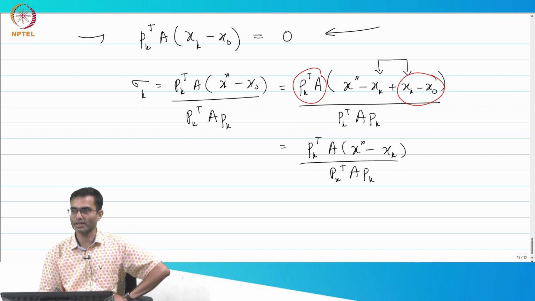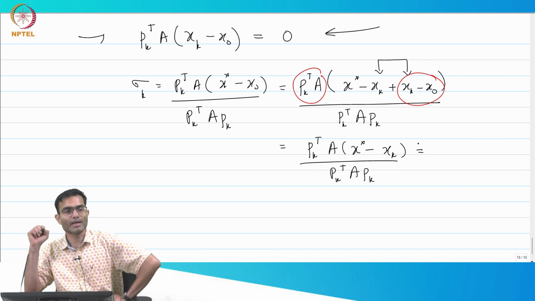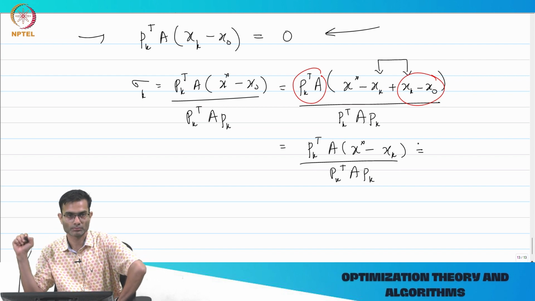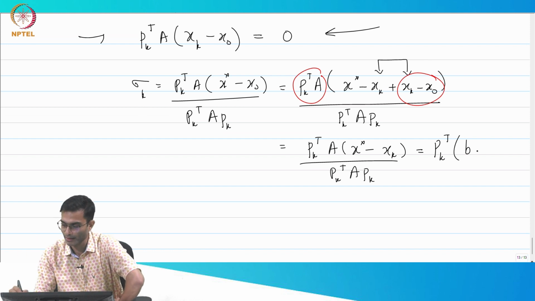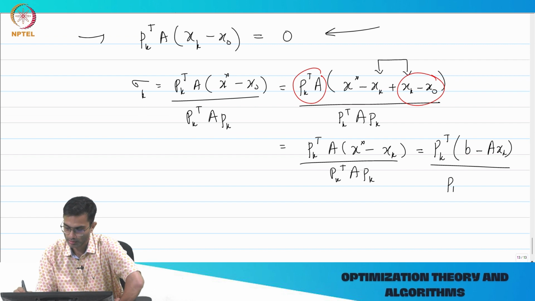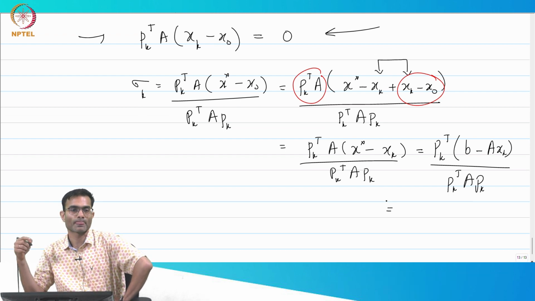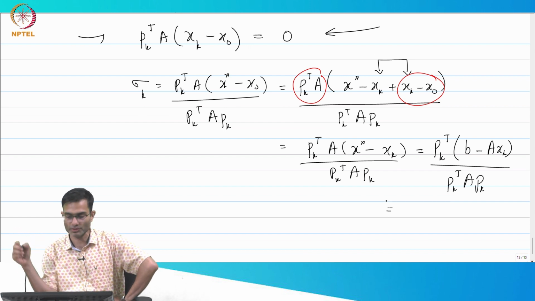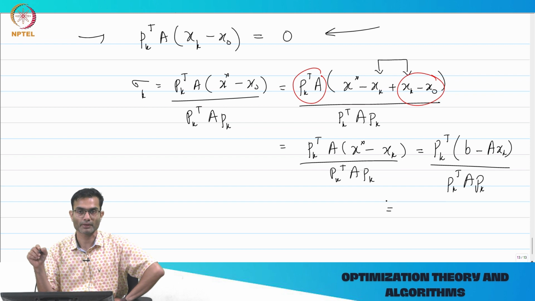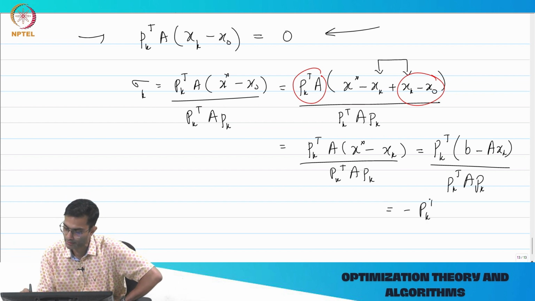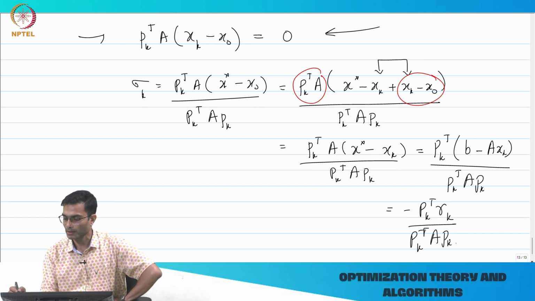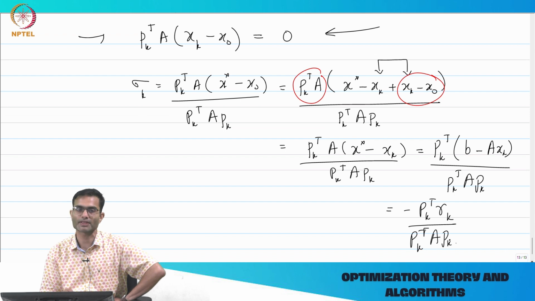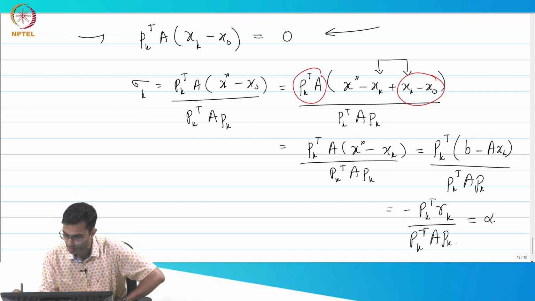Fine. Looks tedious, we are going on and on, but this is actually the final step, because what is A into x star? B, right? So I can write this as Pk transpose, this is B. What is A into xk? I'll leave it like this, Pk transpose A Pk. What is B minus Ax or Ax minus B? Minus of the residue. Residue was Ax minus B. So this is nothing but minus Rk, right? So this became minus Pk transpose Rk divided by Pk transpose A Pk. Does this expression look familiar? We have seen it before. What was it? Alpha k.